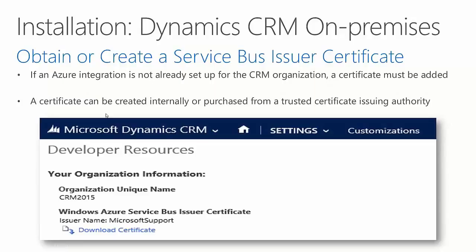When setting up the connector with a Dynamics CRM on-premises organization, a certificate must be identified for use as the Microsoft Azure Service Bus Issuer Certificate. This certificate can either be requested internally from a server that has the Certification Authority role service installed, or by purchasing a domain-level validation certificate through a trusted certificate issuing authority. Please refer to the Word document included with this module for more information on how to request or obtain a certificate.